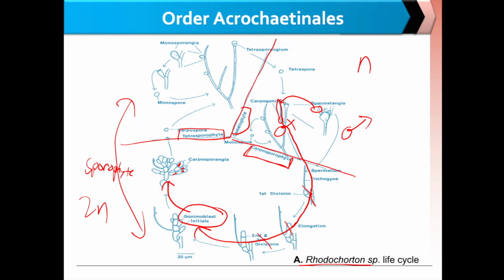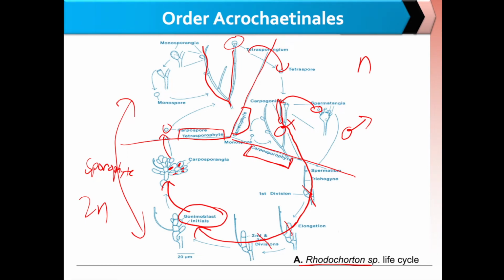Your carposporangia, may carpospores ka dyan, at ma-release yung carpospores na yun. And these carpospores will form your tetrasporophyte. So magde-develop siya into tetrasporophyte right here. Meron kang tetrasporangium and mag-release ng tetraspores and the life cycle continues.